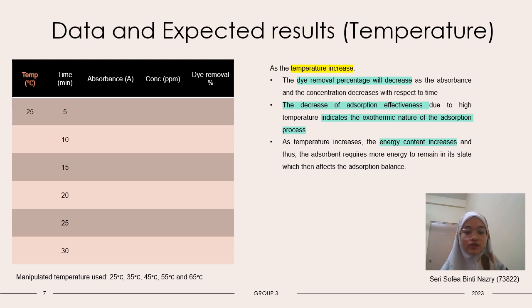As for the expected results, when the temperature increases, the dye removal percentage will decrease as the absorbance and the concentration decrease with respect to time. The decrease of adsorption effectiveness due to high temperature indicates the exothermic nature of the adsorption process. In addition, as temperature increases, the energy content will also increase, and thus the adsorbent requires more energy to remain in its state, which then affects the adsorption balance.